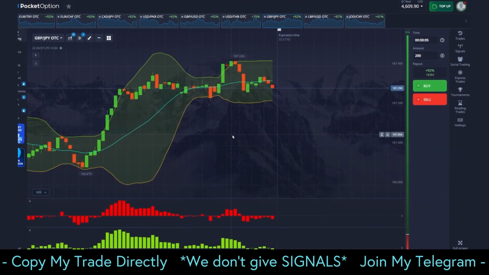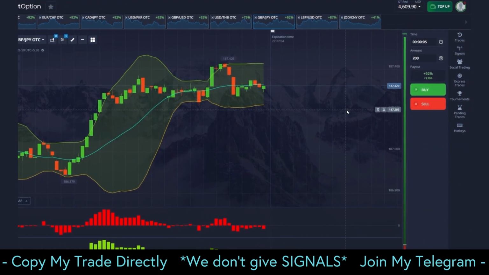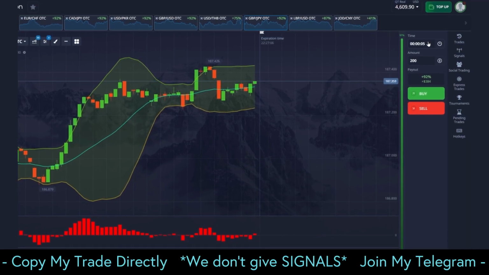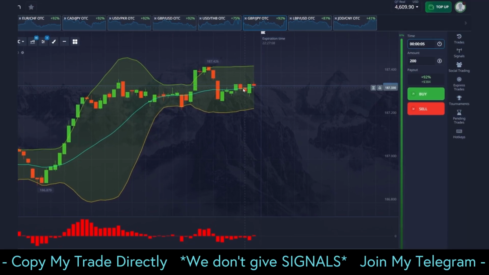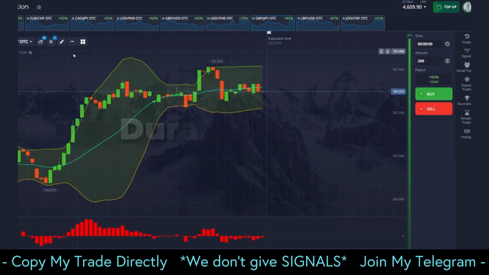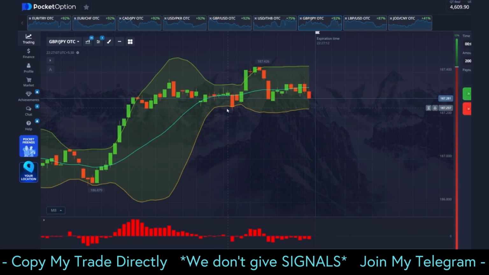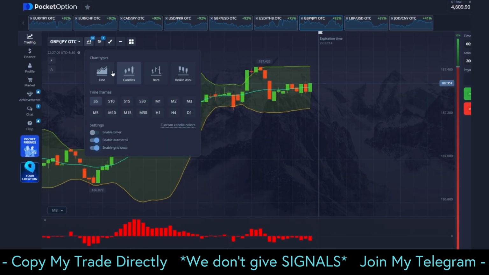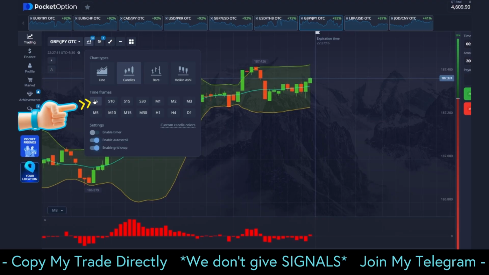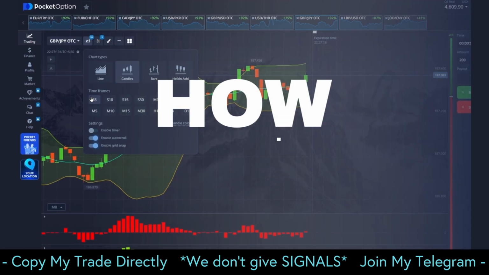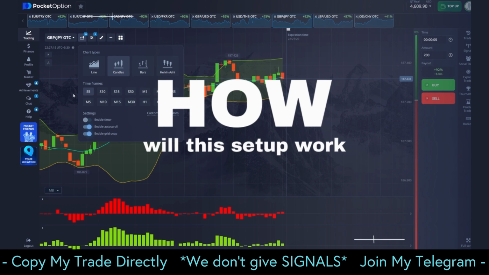So first of all, I would like to tell you that we will practice for 5 seconds on the basis of this setup. So that is why we will keep our duration 5 seconds, and at the same time we will also keep the time of the candles that are being formed on our chart. That is, here we will click on S5. How will this setup work? Let me explain to you.